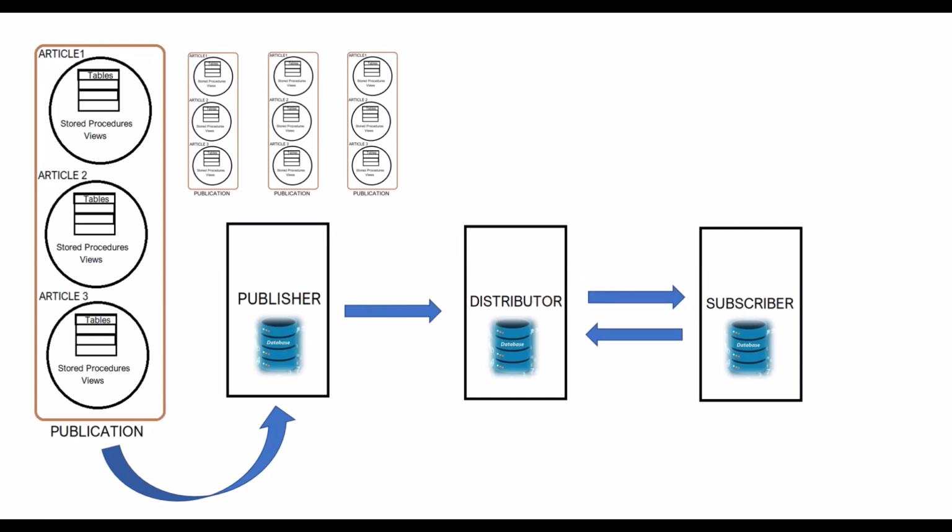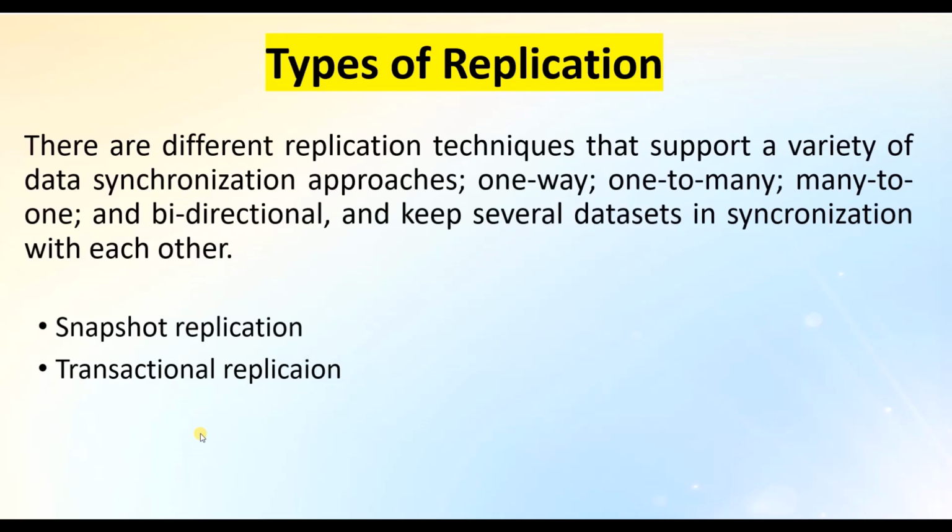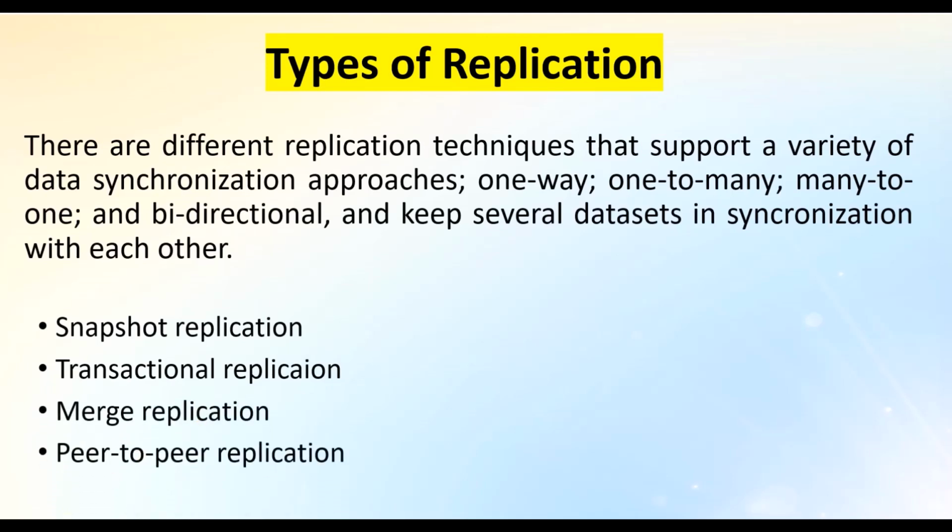Okay, so we have a total of 4 types of replication and they are snapshot replication, transactional replication, merge replication and P2P replication. Snapshot replication and transactional replication are unidirectional, whereas merge and P2P replication are bidirectional. The most commonly used replications are snapshot replication and transactional replication. So in the coming videos, we are going to discuss each one in detail along with the configuration.